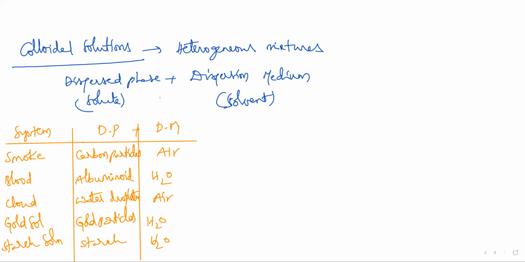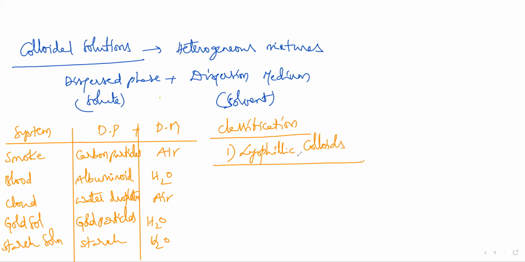Then classification. So how can we classify that? The first one, lyophilic colloids. Lyophilic means lyo, solvent, philic, loving. So solvent loving colloids. They are stable. Lyophilic colloids are stable colloids.